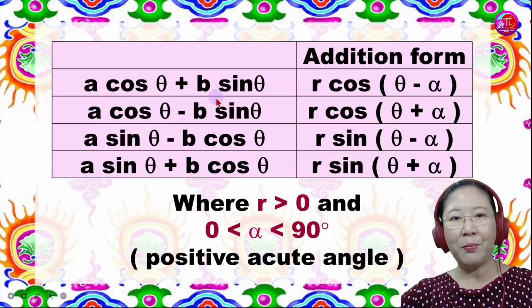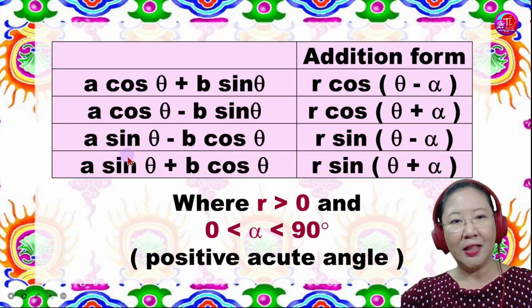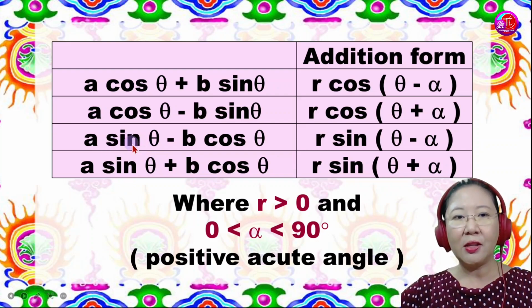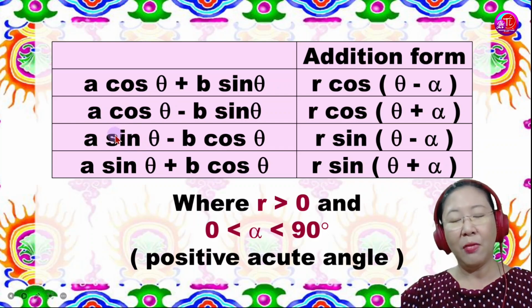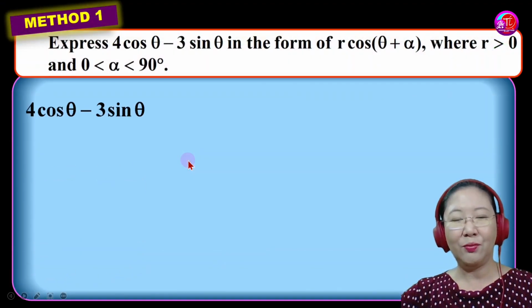Okay, so if we see this formula more clearly, a cos theta plus b sin theta will be transformed to R cos theta minus alpha. And if it is a cos theta minus b sin theta, it could be transformed to R cos theta plus alpha, and so on. These two are for when the cos is in front. So basically, when we look at the equation, we will notice first whether the sine or the cos is in front before we start choosing the formula. Okay, so that is the basic formula of this equation.